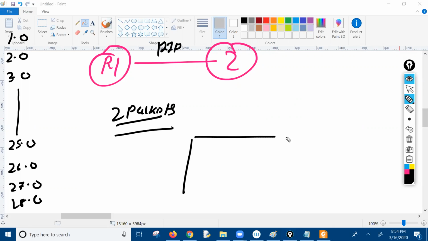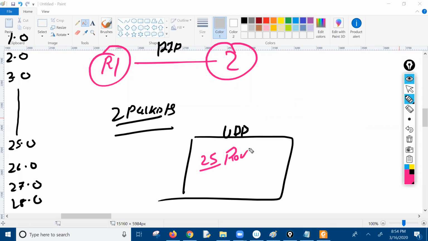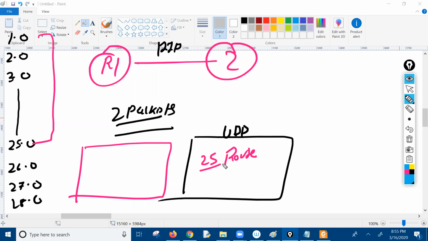Because a single update, this is my update packet that will be encapsulated with the UDP header, source port and destination port will be there. So in this UDP packet, at a time we will have 25 routes. The first 25 routes will be sent in the first packet, and the second packet will carry the rest of the information, 26, 27, and 28. This is the second update packet.